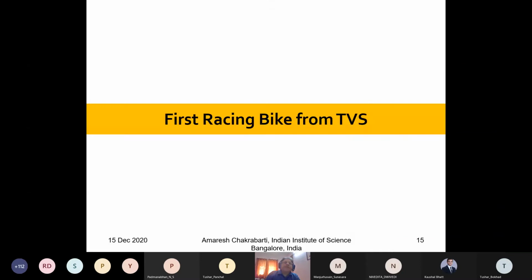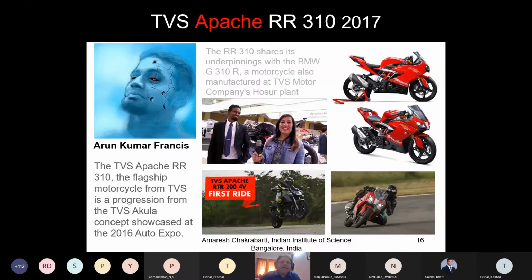This is the first racing bike that TVS designed. It's called Apache RR 310. TVS, by the way, also makes the motorbikes for BMW. And this entire industrial design, the look and the feel and the usability and so on, was designed by another student, Arun Francis, who you see in the middle, and on the top, a sketch of himself by himself.